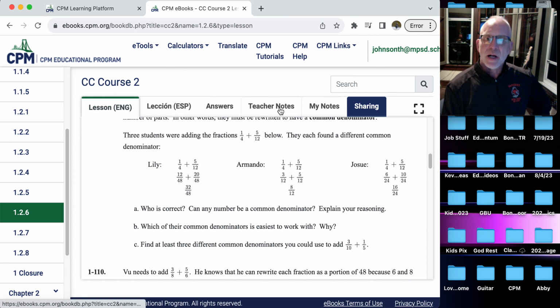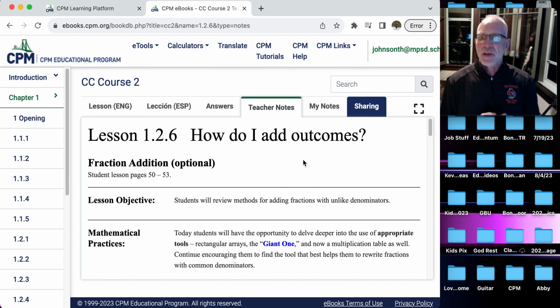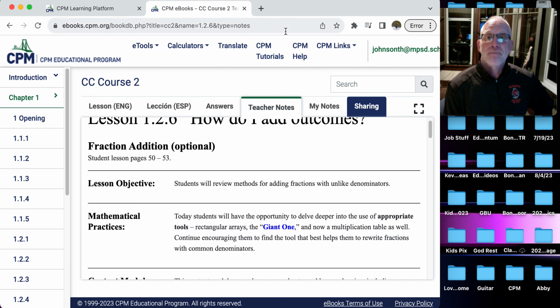The learning target for today's lesson is that you will be able to review methods for adding fractions with unlike denominators. And then the success criteria for today is, can you make a multiplication table? And then can you use the multiplication table to find the least common multiple for two different numbers, and in some cases, three different numbers? Okay, so that's what we are doing today.